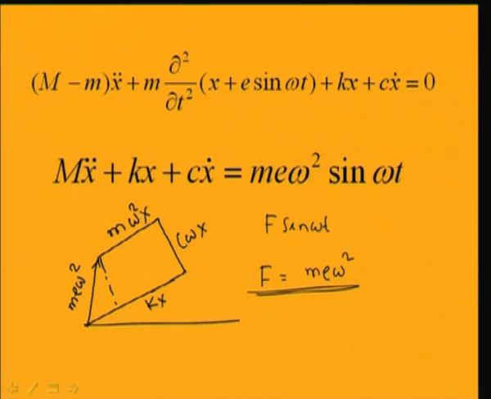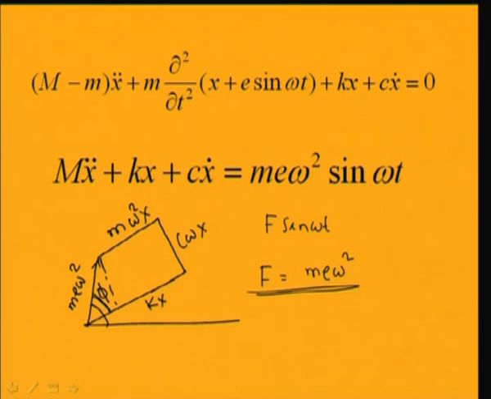So these three forces will be equal to the m E omega square force. Now this angle is omega t and this angle is phi. So you can write the resulting expression, that is (k x minus M omega square x) whole square plus (c omega x) whole square will be equal to (m E omega square) whole square.